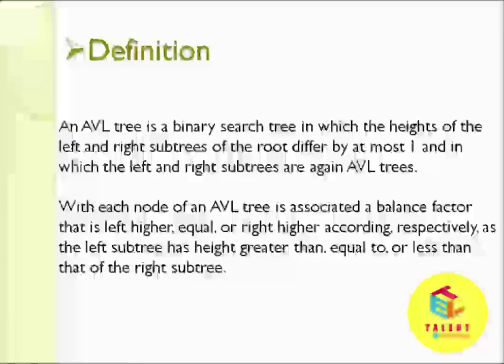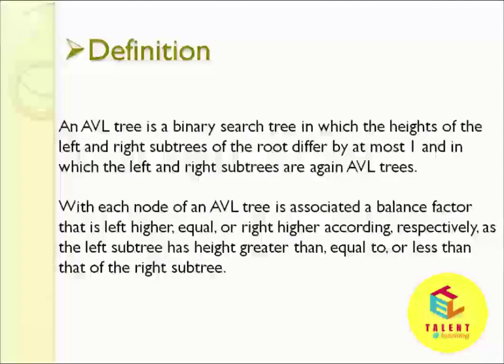Now let us see the definition. An AVL tree is a binary search tree in which the heights of the left and right subtrees of the root differ by at most 1, and in which the left and right subtrees are again AVL trees. With each node of an AVL tree is associated a balance factor, that is left higher, equal or right higher according respectively as the left subtree has height greater than, equal to or less than that of the right subtree.